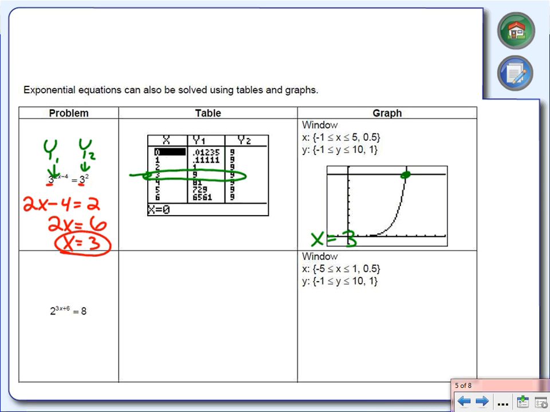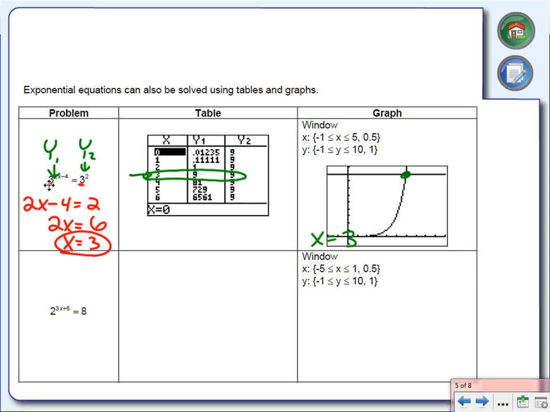So, we've got 3 different ways that we can find the solution to this exponential equation. We can do it algebraically, which is what we did first. We can look in our table for the solution. Or we can also look in the graph for our solution. So you got 3 different ways to find your answers here, guys. Let's try that again with another one.